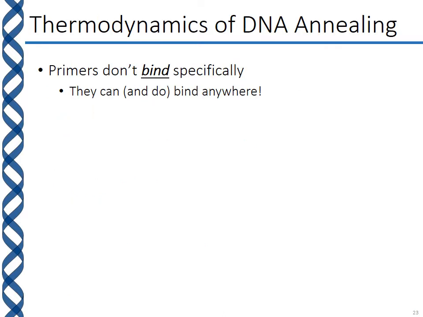So let's take a look at that on this slide and discuss the thermodynamics of DNA annealing. We often describe primers as binding specifically to their region of complementarity on the DNA strand. However, sort of the dirty little secret of PCR and primer dynamics is that that actually doesn't happen the way we typically represent the process. Primers don't bind specifically. They can and do bind anywhere.